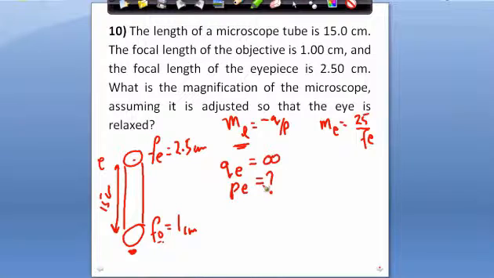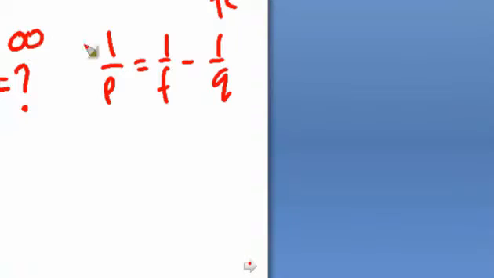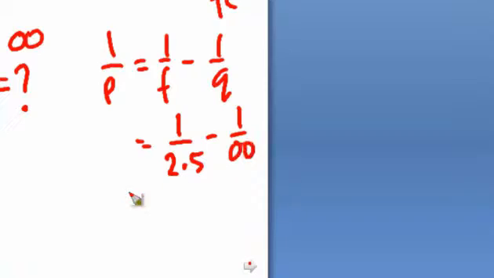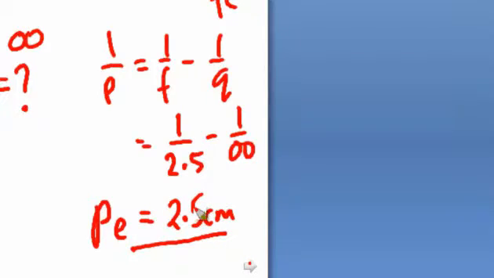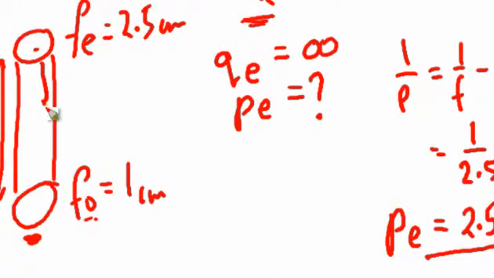So when we try to find where the object of the eyepiece is, we again use the formula. So we use 1 over P is equal to 1 over F minus 1 over Q, and since Q is infinity, it is equal to 1 over 2.5 minus 1 over infinity. So you'll see that the object of the eyepiece is at 2.5 centimeters from the eyepiece lens. So from the eyepiece lens, somewhere here, 2.5 centimeters, that's where the object is.